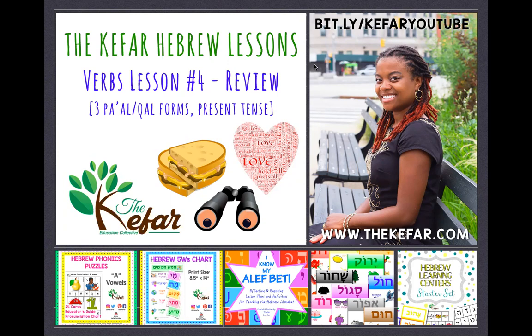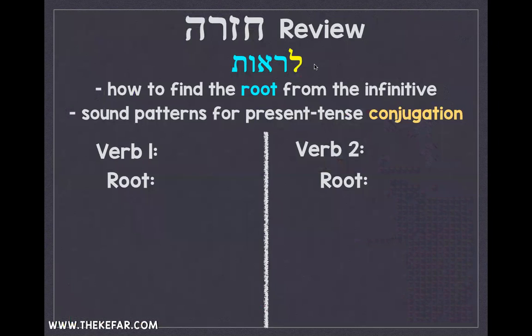So we'll start with a review of the exercise verbs that I gave you in the last lesson, and then we'll go on to this next review. So we learned the verb lir'ot, which means to see. How to find the root. This strategy is a little different than what we've done in the first two groups, and also how to conjugate it. So your first exercise verb was lishtot.